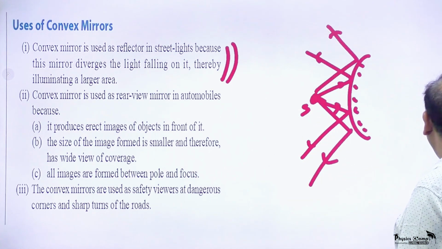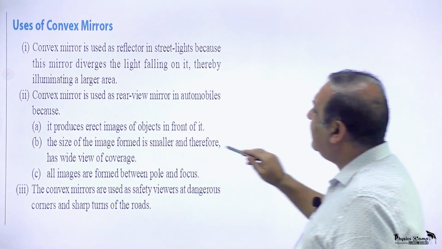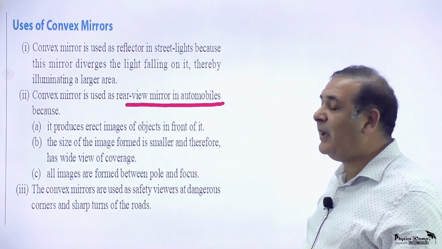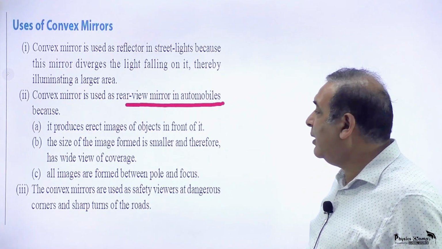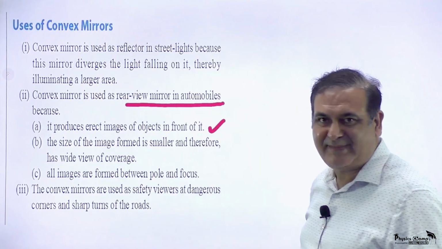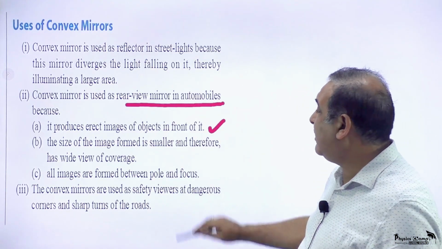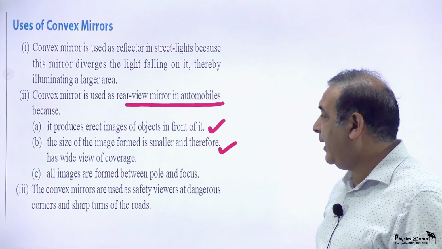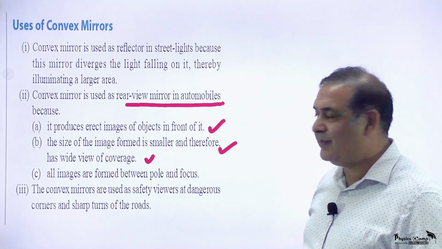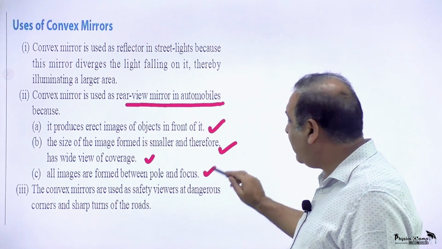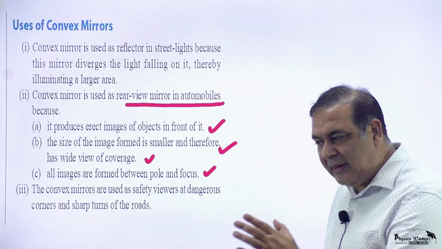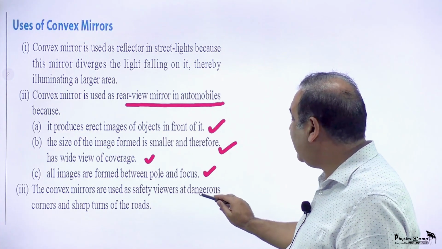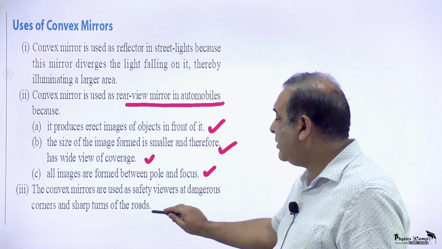Convex mirror is used as rear view mirror in automobile. मैंने आपको बताया ऑटोमोबाइल में रियर व्यू मिरर क्यों यूज करेंगे, because it produces erect image, inverted image नहीं बनाता है. The size and virtual image, the size of the image is smaller and thus it covers wide range. The images are found between pole and focus, and as the object is coming closer, the image is also coming closer. The convex mirror are also used as safety viewers at dangerous corners and sharp turns.